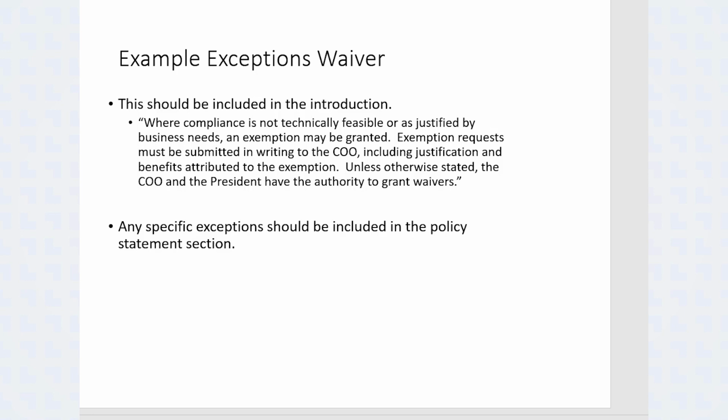So an exceptions waiver, here's an example that you might include. Where compliance is not technically feasible or as justified by business needs, an exemption may be granted. Exemption requests must be submitted in writing to the COO, including justification and the benefits attributed to the exemption. Unless otherwise stated, the CAO and president have the authority to grant waivers. Any specific exemptions should be included in the policy statement section.